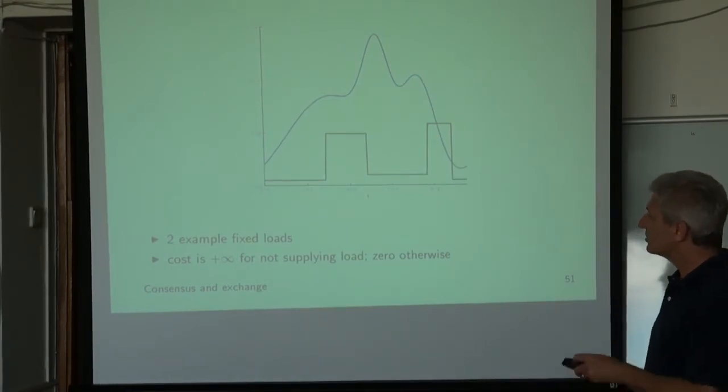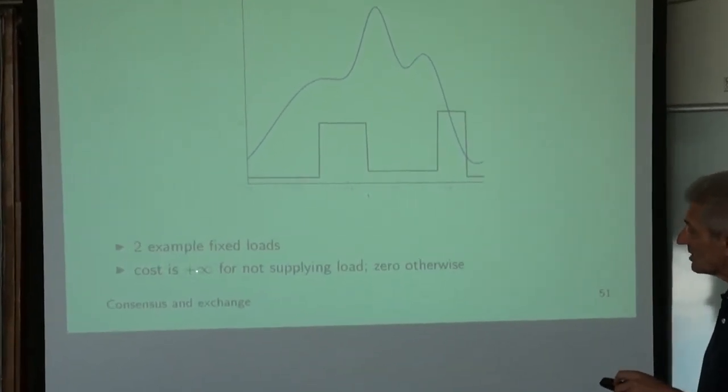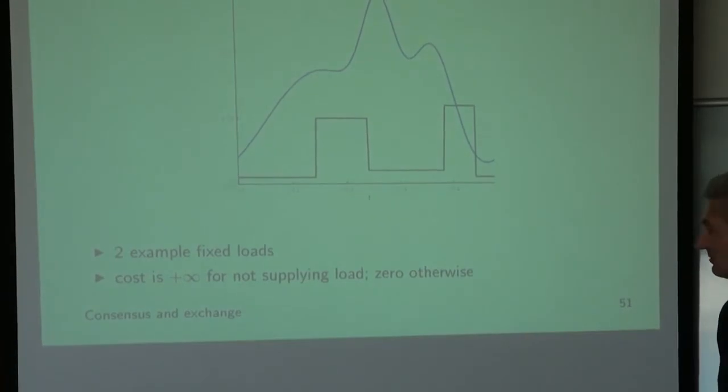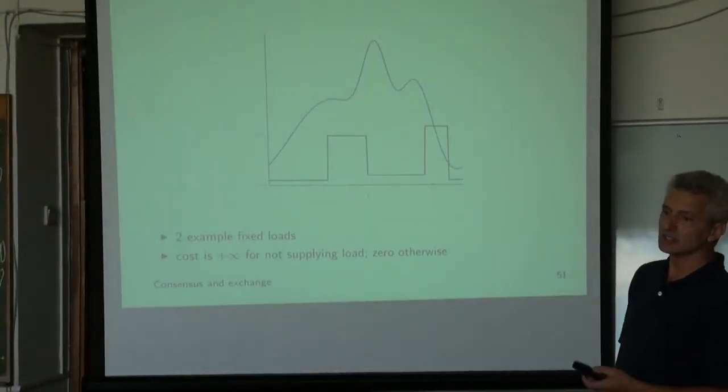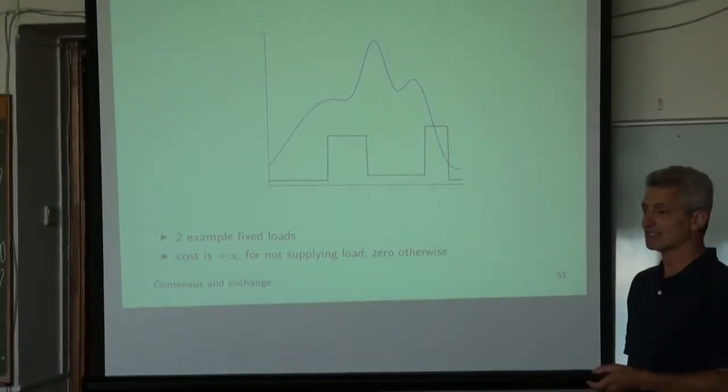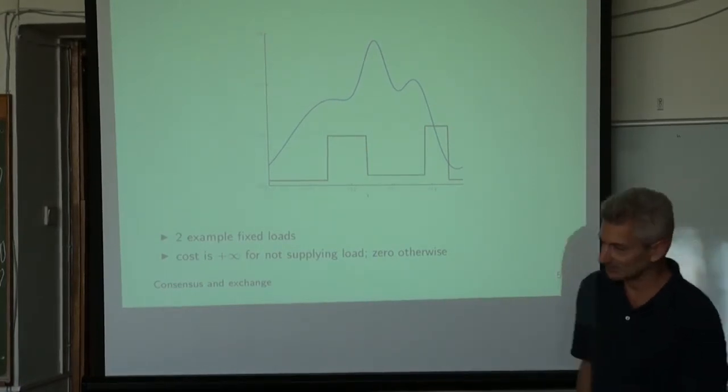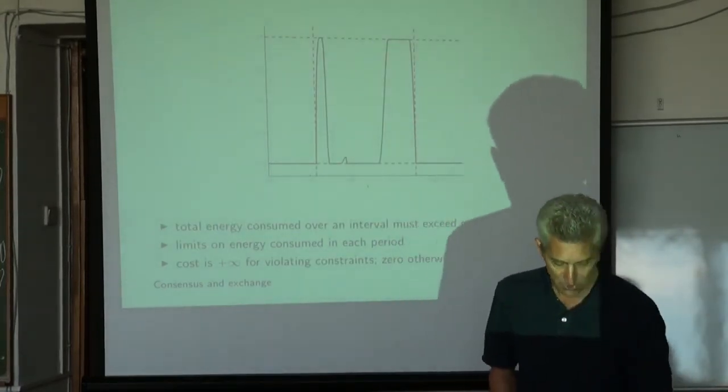And the idea is, here's the cost function. It's really silly. It's this. The cost is plus infinity if you don't exactly match the load. Otherwise, it's 0. This is just to show you that you can have dumb devices as well as smart devices. Okay?